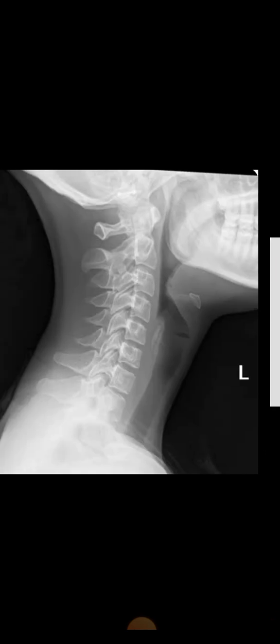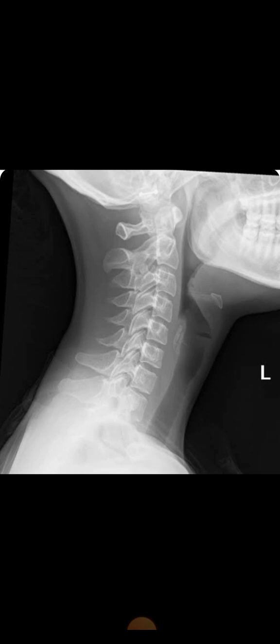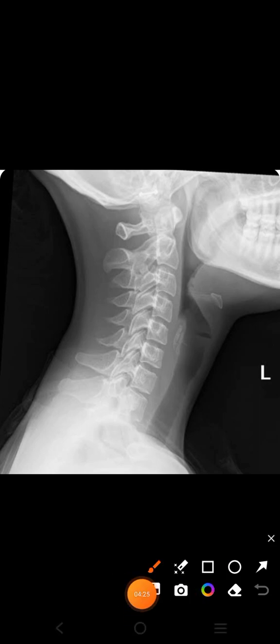Now we are moving towards the x-ray lateral view of the neck. Here you can see the vertebrae clearly. It is easier to count vertebrae from below upwards, like this: 1, 2, 3, 4, 5, 6, 7, 8. These are its lamina. You can also count from here. In front of the vertebrae is the prevertebral shadow. You can also call it the esophagus.